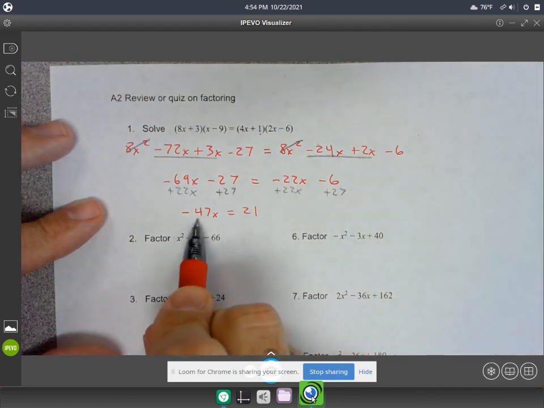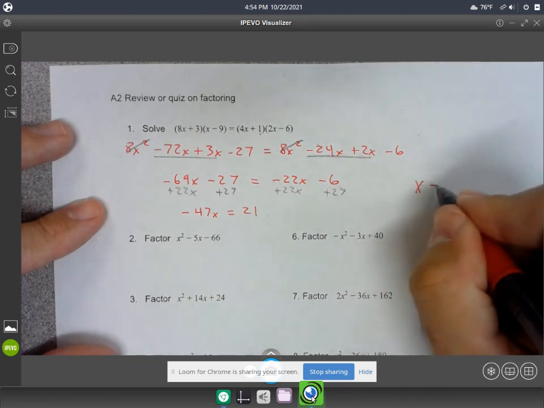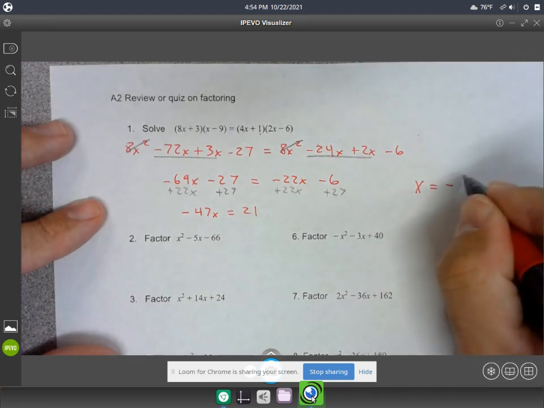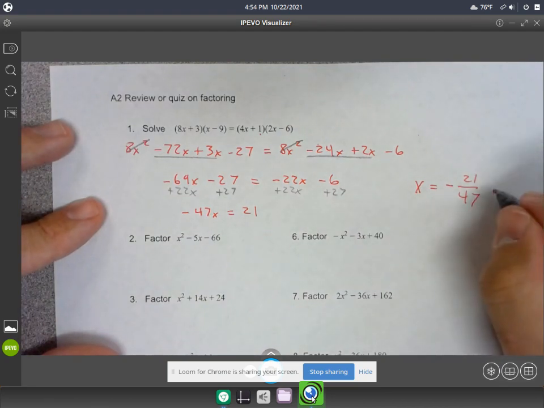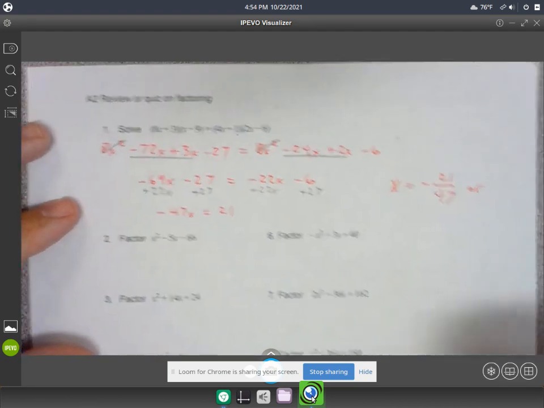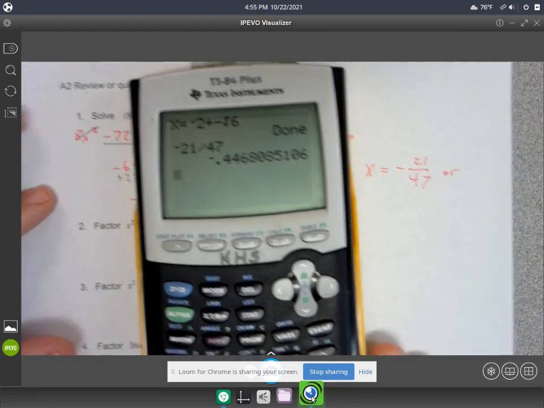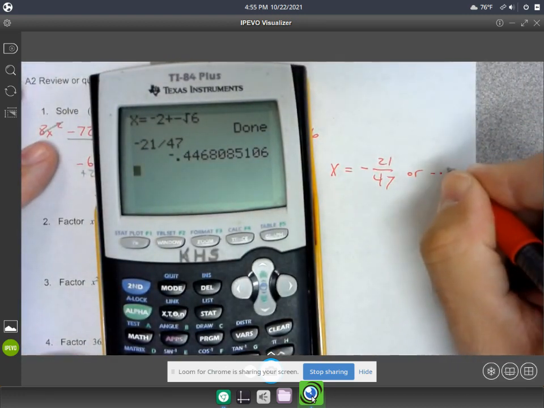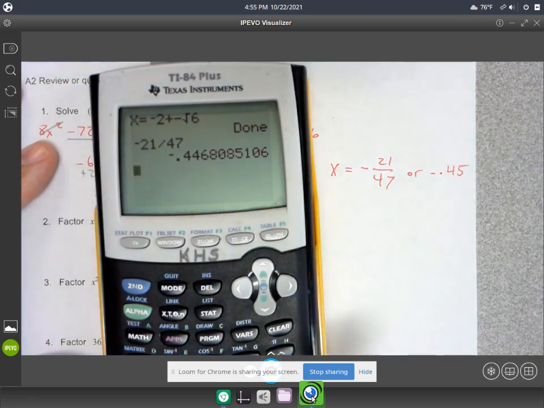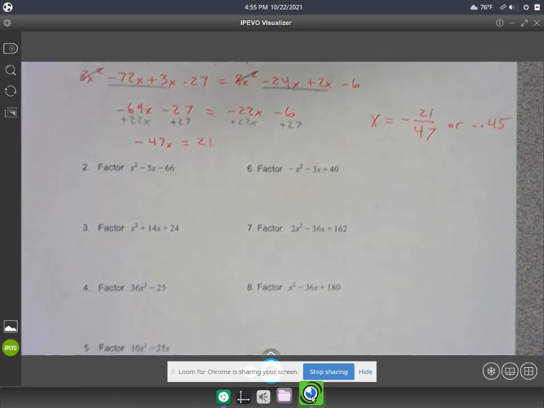All right, last thing you do is divide by the negative 47 here. So x is going to equal negative 21 over 47, or negative 21 over 47 as a decimal would be negative 0.45. Okay. Got that one. That was a long one.